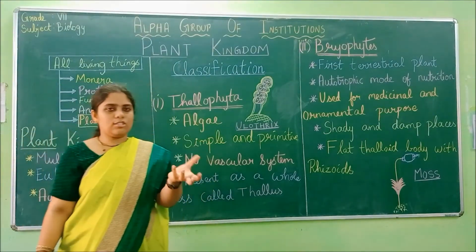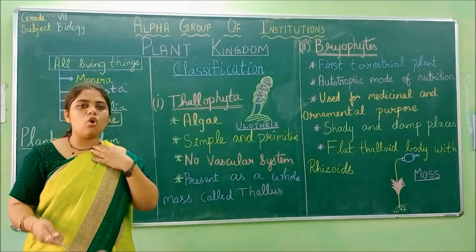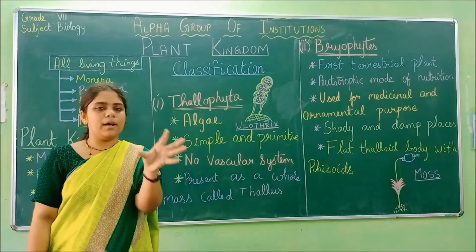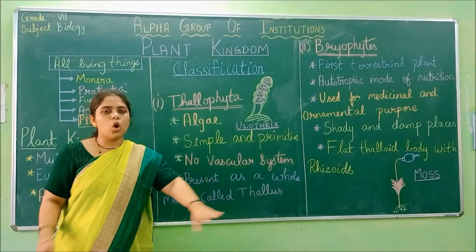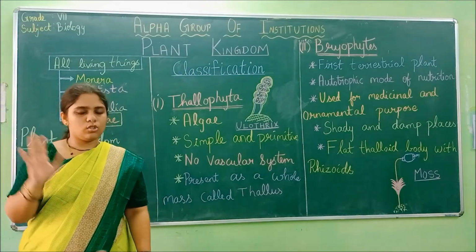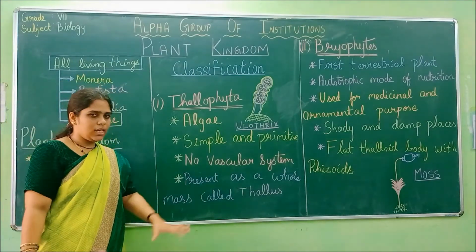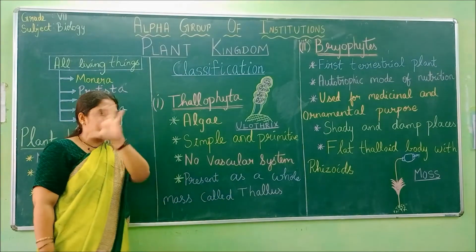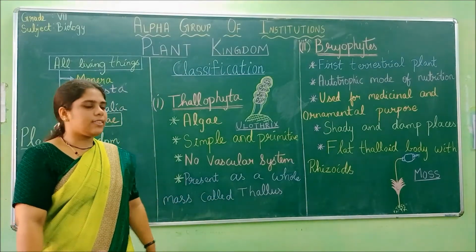So there the plant is called a thallus. There are no leaves or fruits or roots. It will be as a bunch. It will just float on water or grow on moist areas. They do not have any parts, so as a whole, they are called a thallus.